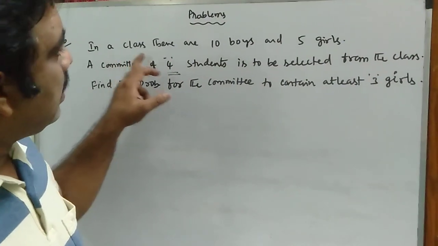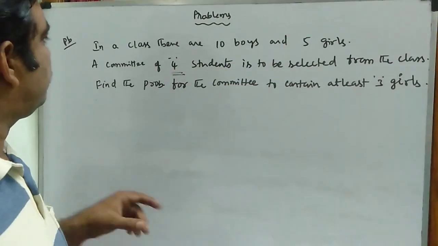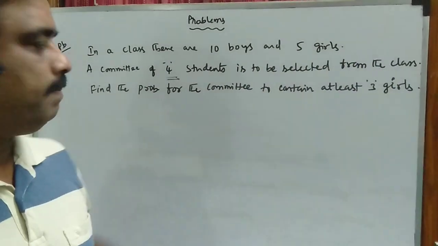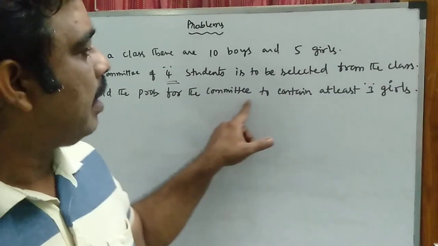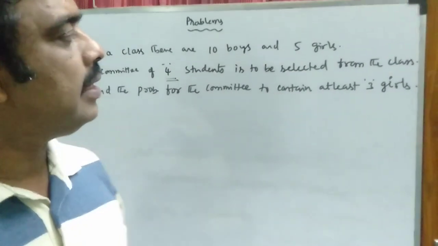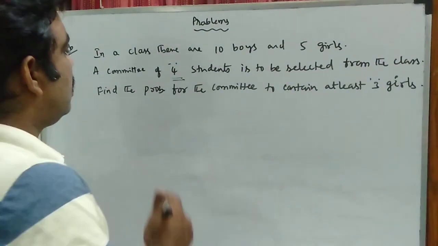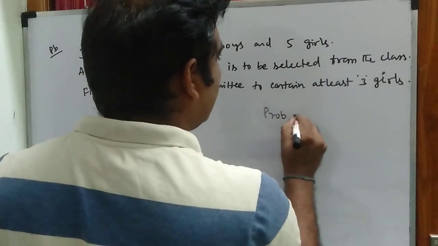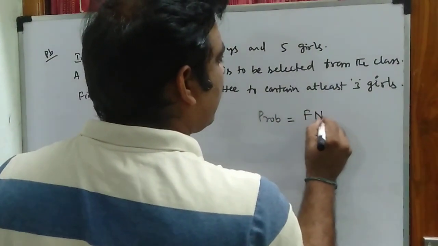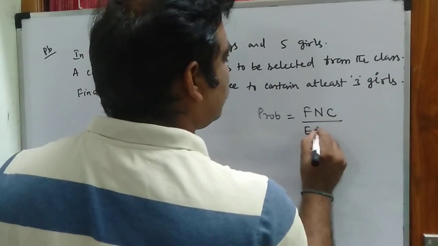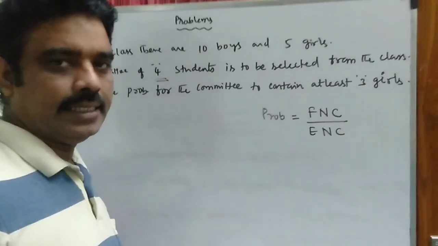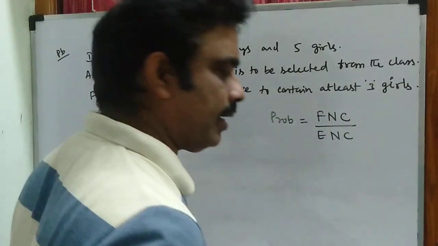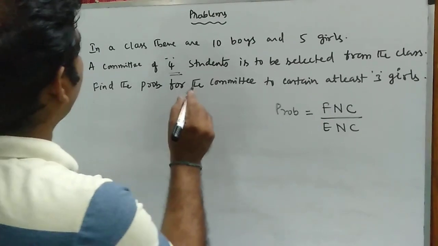In a class, there are 10 boys and 5 girls. A committee of 4 students is to be selected from the class. Find the probability for the committee to contain at least 3 girls. First see the definition of the probability. The probability is equal to favorable number of cases by exhaustive number of cases. So you have to find the numerator as well as the denominator. Come to the problem.